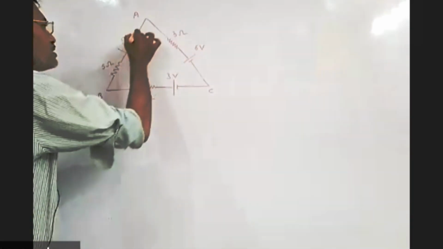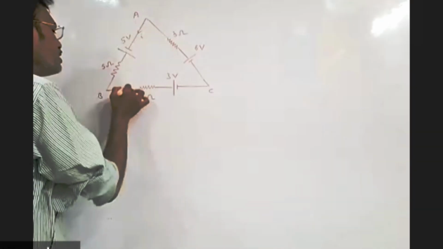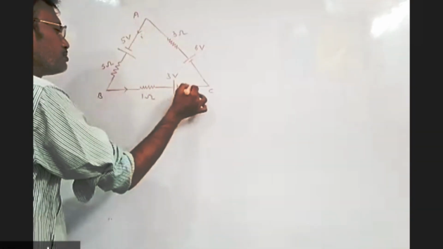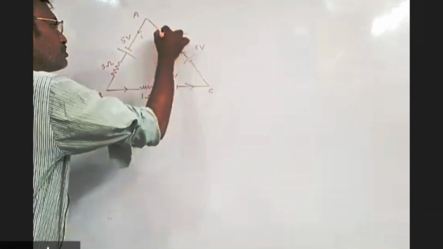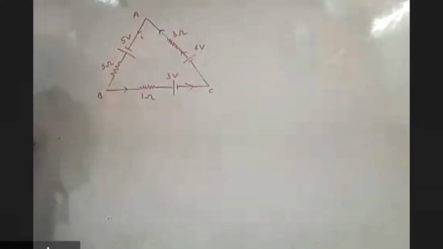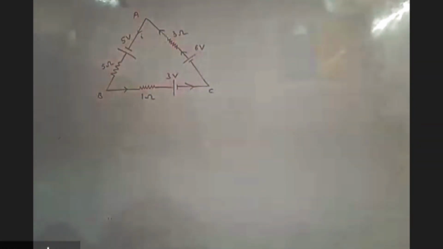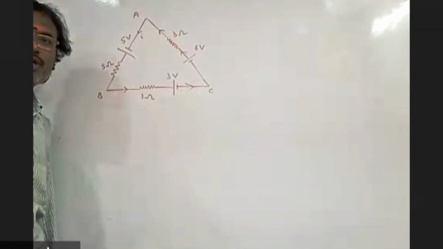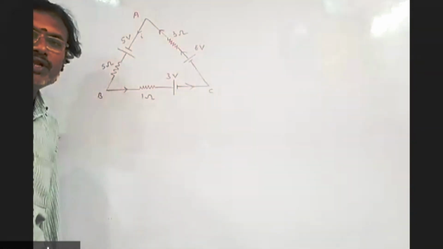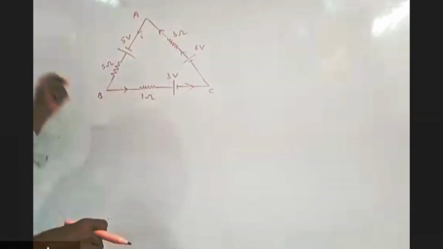Current is passing like this. I is the current moving like this. Here we need to calculate, in the problem given, the current passing through the circuit. I value we need to calculate. Apply Kirchhoff's second law.